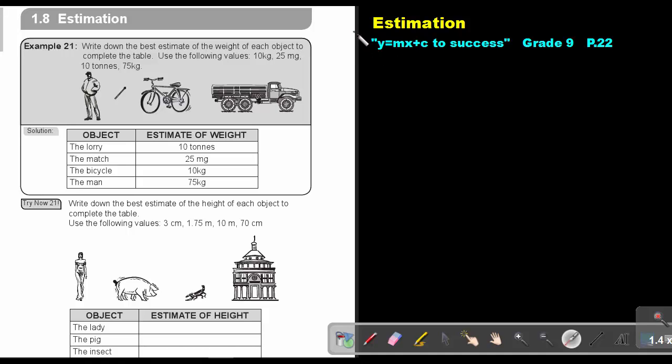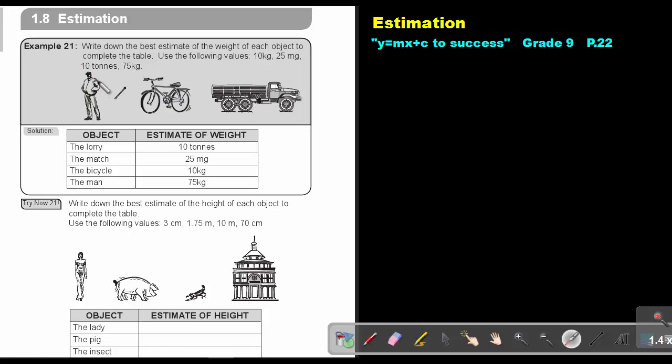Part 18, Estimation. You will find this on page 22 in the Namibia Mathematics Grade 9 textbook, Y equals mx plus c to success. Let's look at an example. Example 21. Write down the best estimate of the weight of each object to complete the table. Use the following values: 10 kilogram, 25 milligram, 10 tons, 75 kilogram.